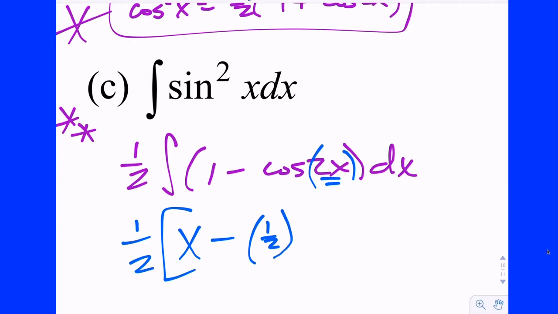And what's the antiderivative of cosine? I have the negative there, so what's the antiderivative of cosine? Regular sine. Good. So it's sine of 2x. And then plus c. And then distribute if you want. So the power reducing identity makes that possible.